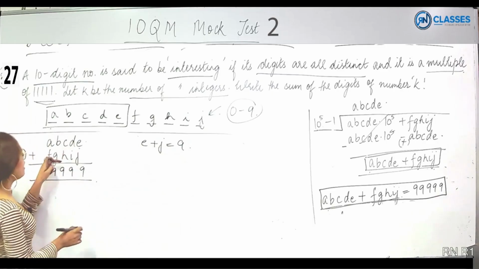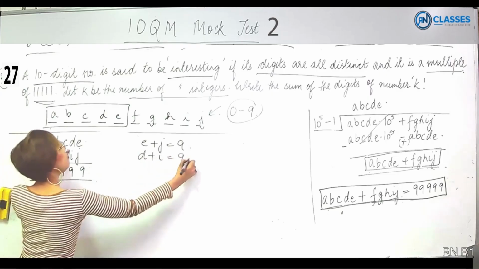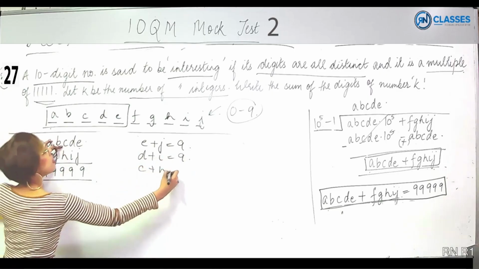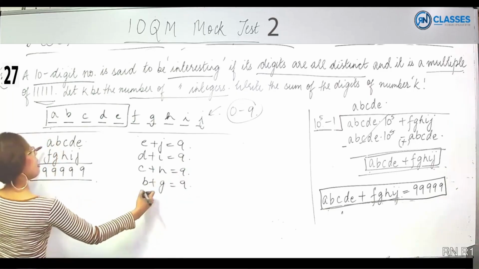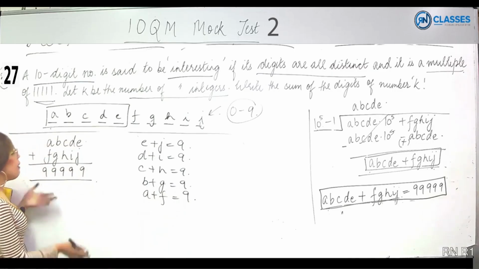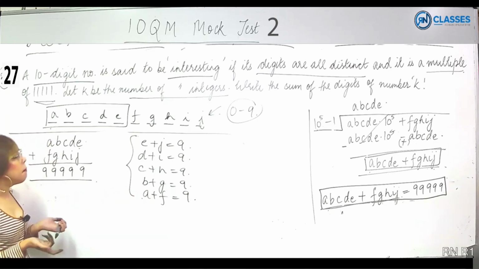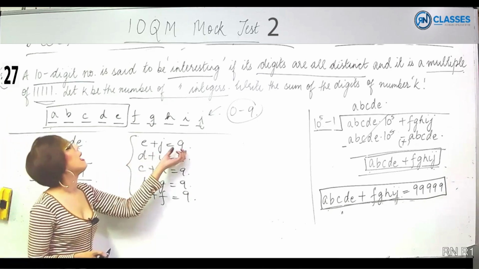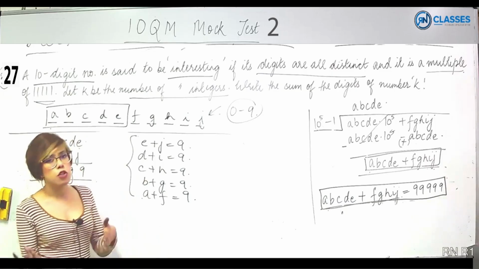Right? Similarly, here 9 will only be possible if D plus I is equal to 9 and C plus H is equal to 9 and D plus G is equal to 9 and A plus F is equal to 9. Right? If this has to be satisfied, this has to be satisfied. Now mind it, I need to write 9 as sum of two numbers, right? And how many different ways can I do that? I know that digits are 0 to 9.